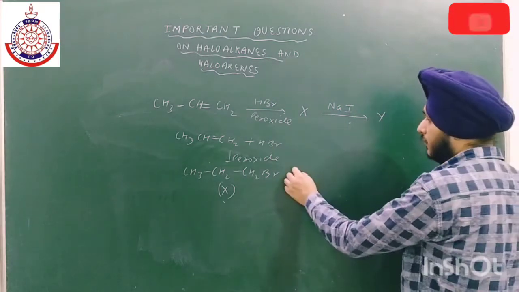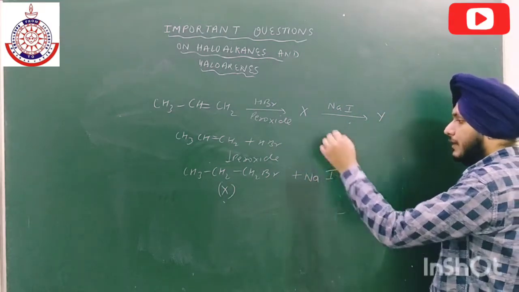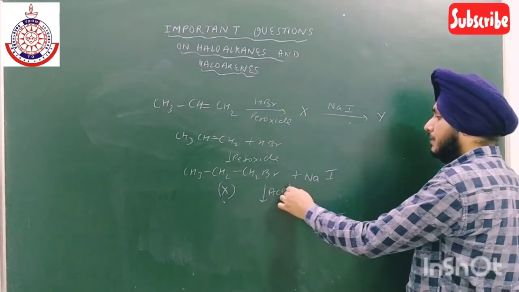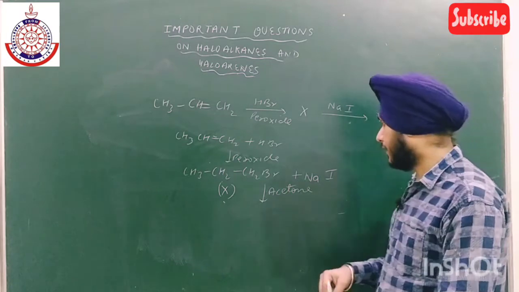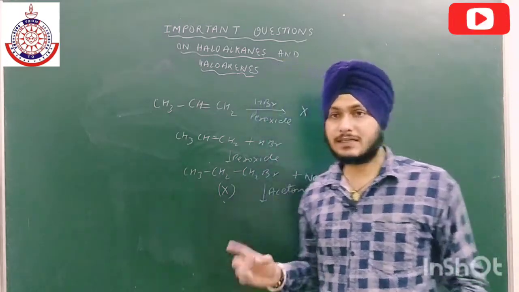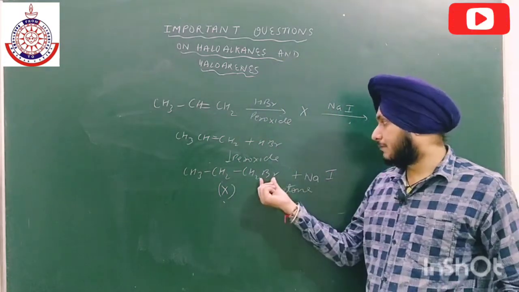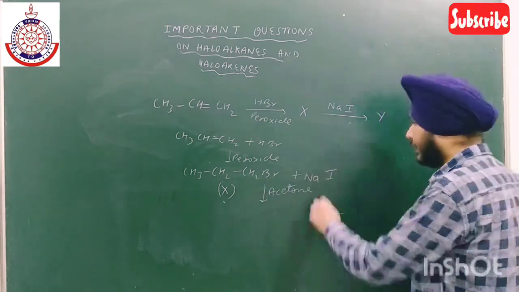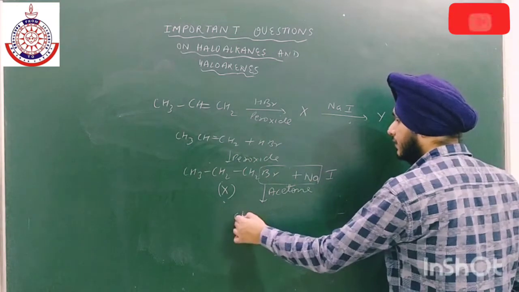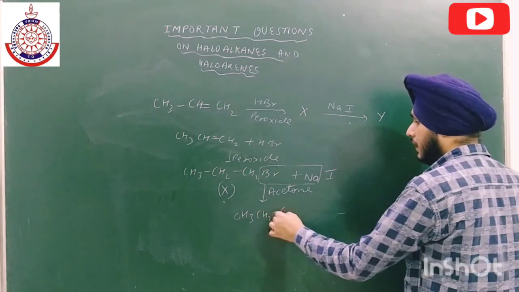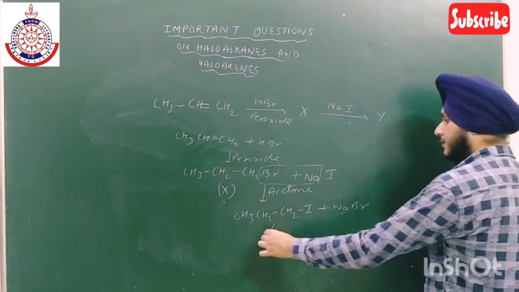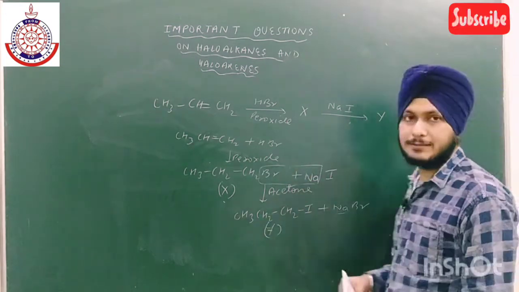We all know that in the Finkelstein reaction we have to react it with sodium halides in presence of acetone, and sodium iodide is more soluble in acetone. That is why it can easily eliminate this bromine from the compound, and NaBr will leave, and we will get the product as iodopropane. This will be Y. As simple as that.